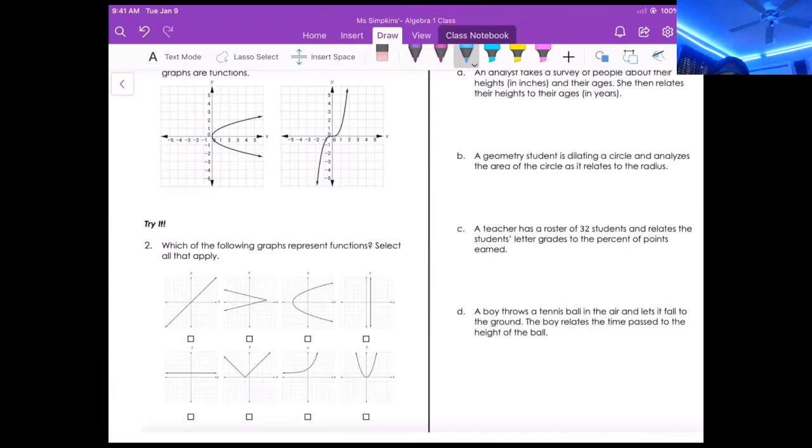Do we do the ones on the right side as well? No, we're going to talk about those together.